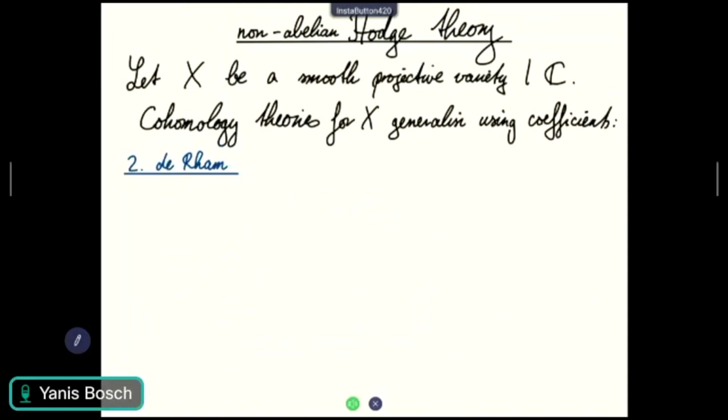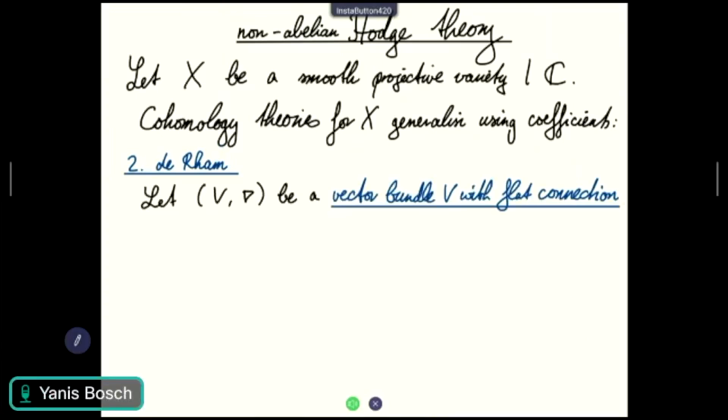Okay, but for now, let's jump to the next cohomology theory, which is de Rham cohomology. What are coefficients for de Rham cohomology? Basically what I want to do is write down a more general version of the de Rham complex. And the datum I need for this is a vector bundle with a flat connection.